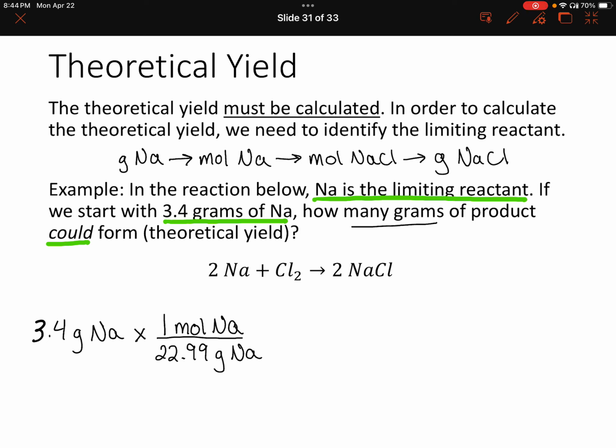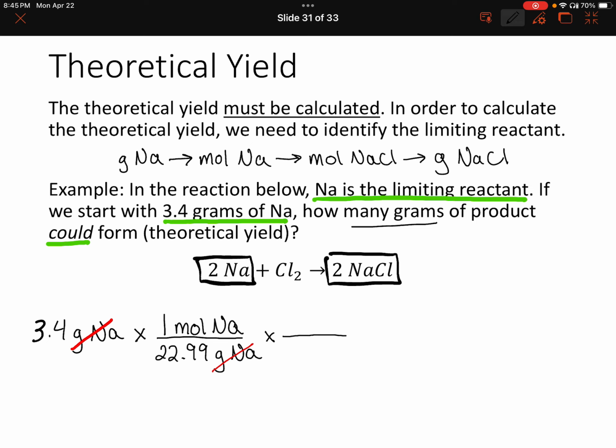Now, instead of just calculating this first step, I'm actually going to put the next conversion factor into my equation. In this first step, we canceled grams of sodium, so now we're left with moles of sodium. In this next conversion factor, we want to convert moles of sodium into moles of sodium chloride. And that's where our stoichiometry or mole ratios come in.